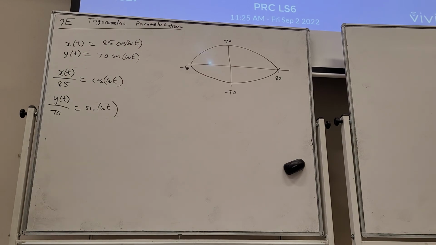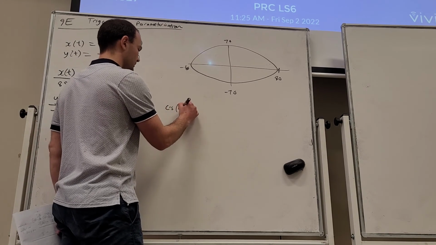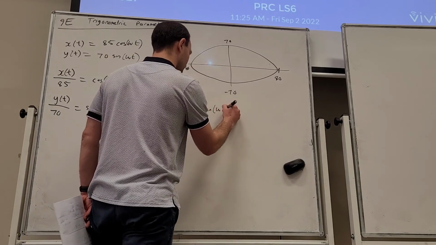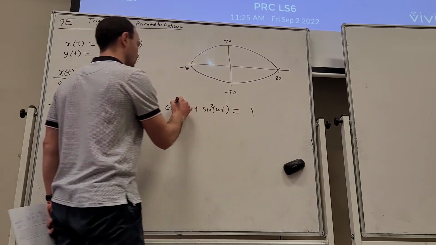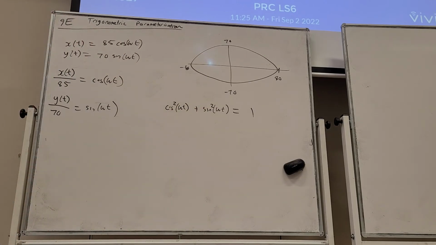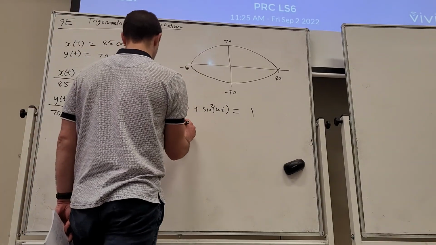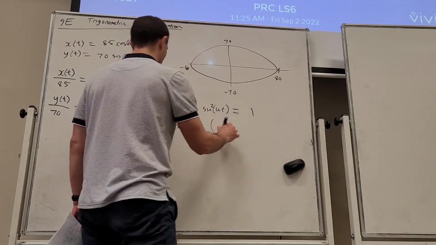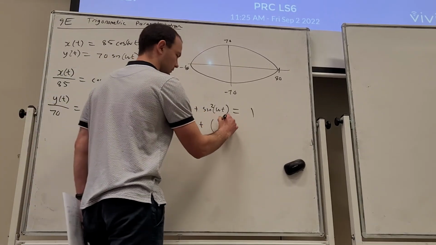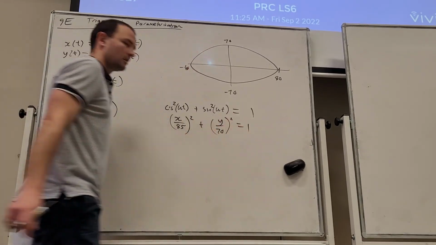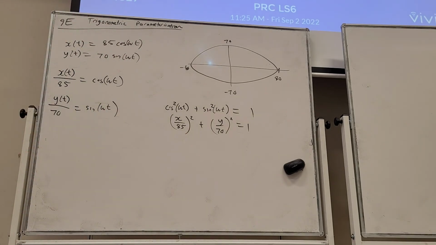And then what we'll do is make the statement that cos of wt squared plus sine of wt squared is 1. And then we've just got a simple substitution. Well, cos of wt is x on 85, squared, and sine of wt is y on 70, squared. And so that's the substitution, that's the rearrangement, that's how we're getting to the Cartesian equation of the ellipse.